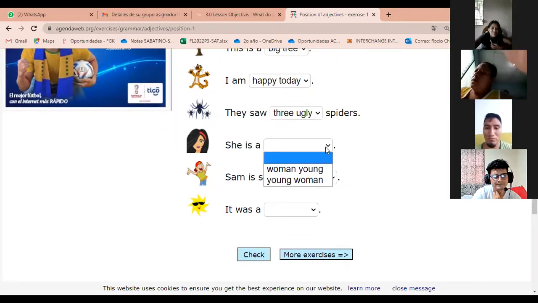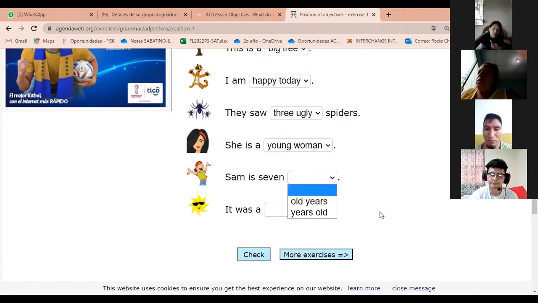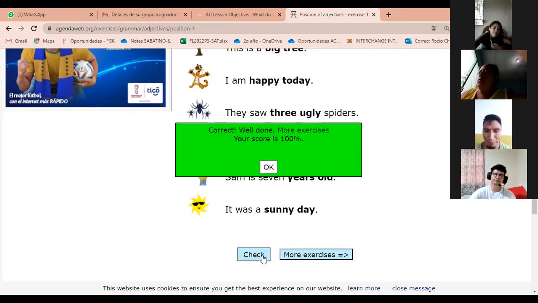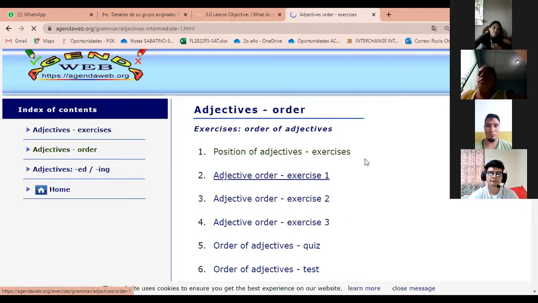He's a woman, young woman. Sam is 7 years old or is 7 years old? Years old. It was a day sunny or it was a sunny day? Sunny day. Hey, excellent. You got 100% correct. Okay, let's go to the other exercise.